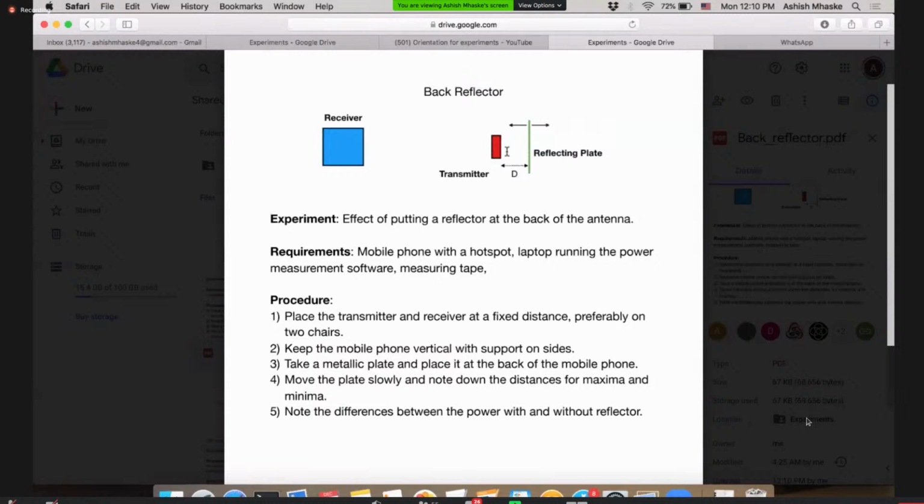Also keep your mobile phones and laptops charged for the duration of the experiment. At least they should last for the duration of the experiment.